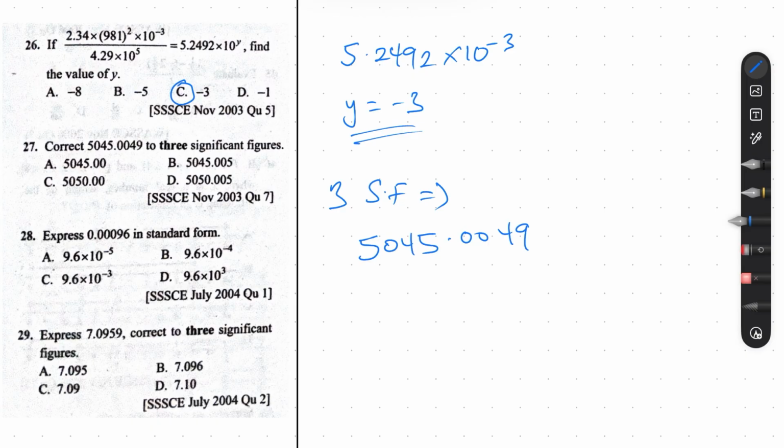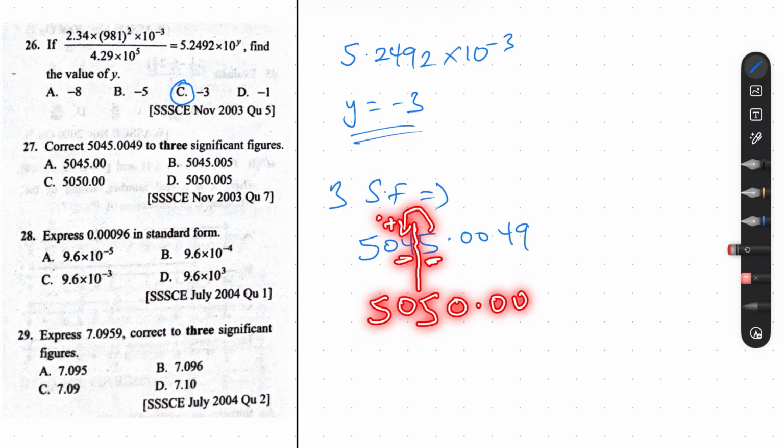For 3 significant figures, we need to start counting from the left. So this is 1, 2, 3. We stop right here. And then we see that the value after the third significant figure is 5. So we need to round this plus 1. So we have 505, and the rest will be 000. So this is our answer, 5050.00.